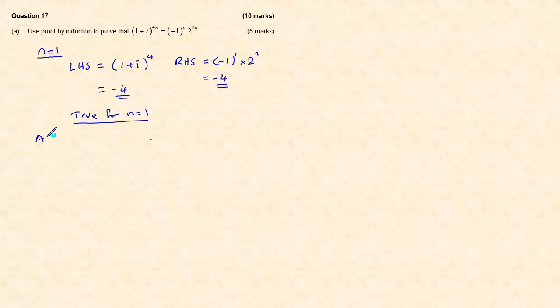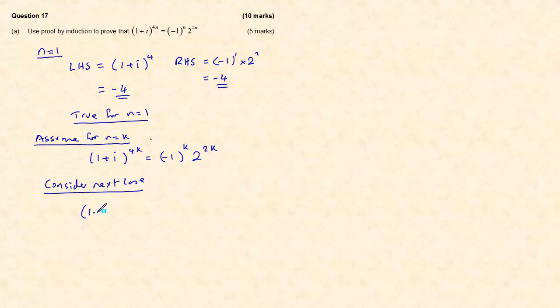Now we'll assume it is true for n equals k. So we're saying that (1 + i)^(4k) equals (-1)^k times 2^(2k). We now want to consider the next case.